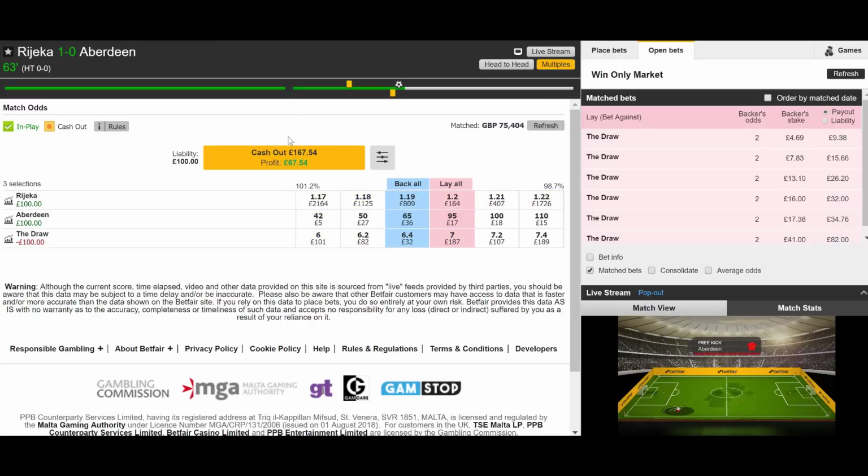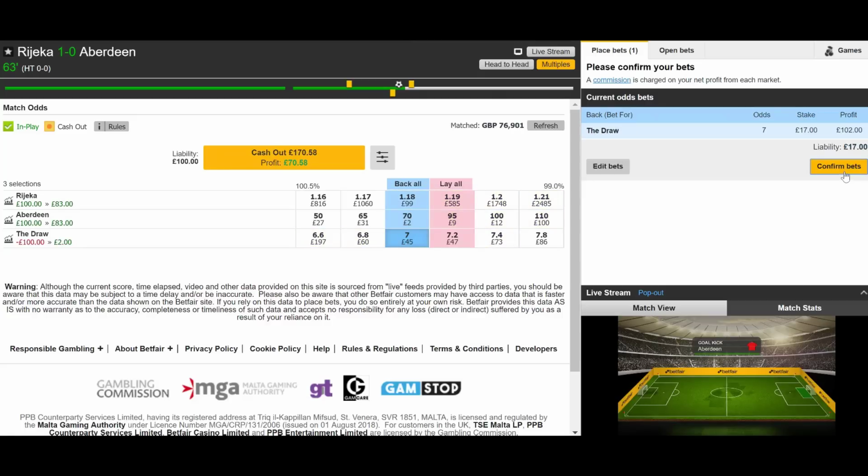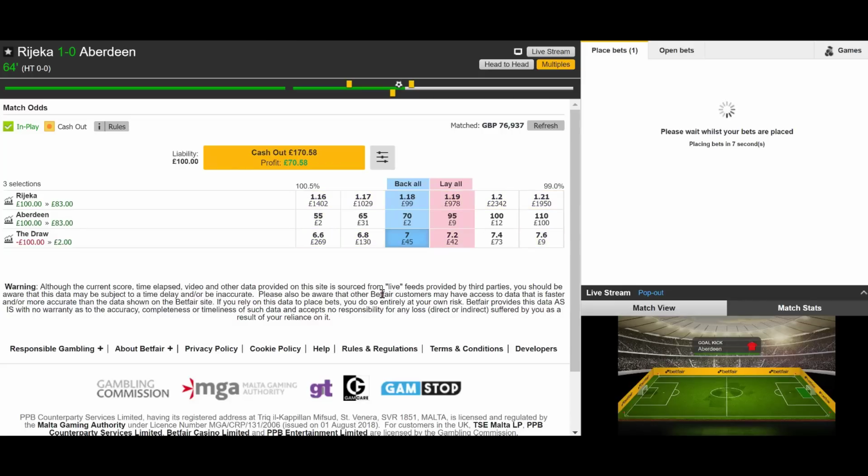So if you look now, we've had the goal to Rijeka, and you can see that we could lock in a £67 profit, right? But if we were to just eliminate the money that is on, or the liability from the trade, £18, put £18 on the draw there. Might even have to do that. It's going up to sevens. This is why the what if function is very handy as well. But I'm just going to put that in the market anyway, and then we'll see.